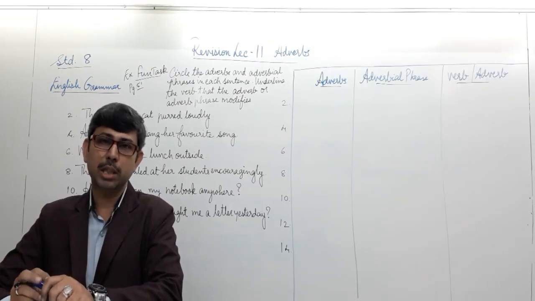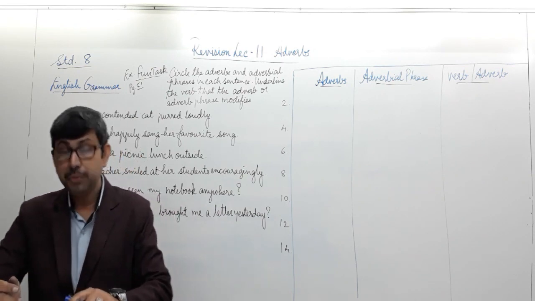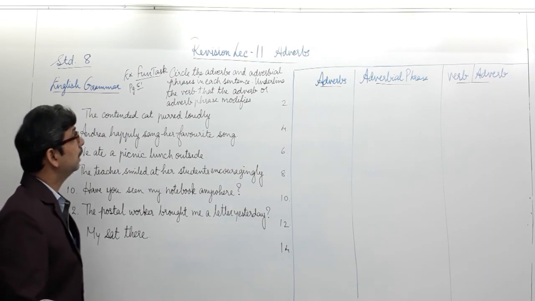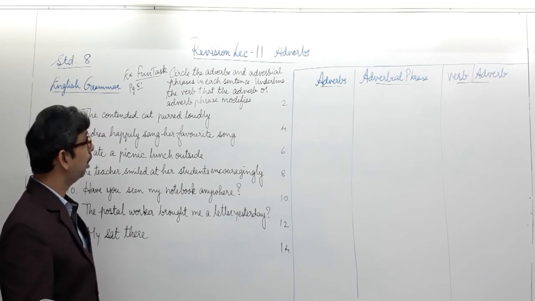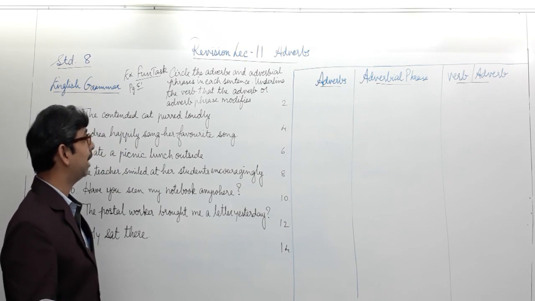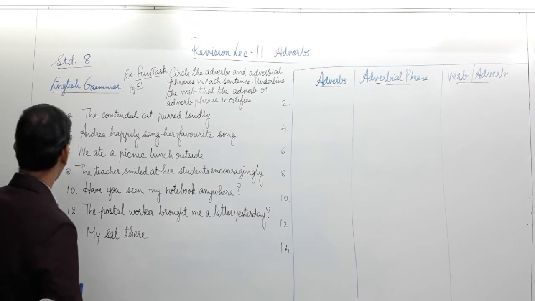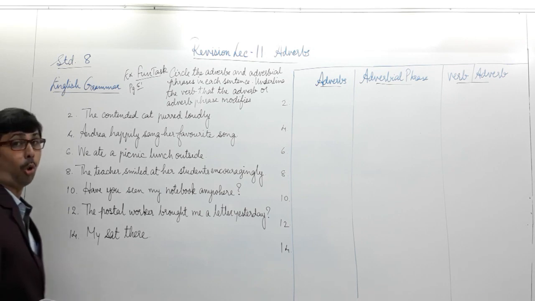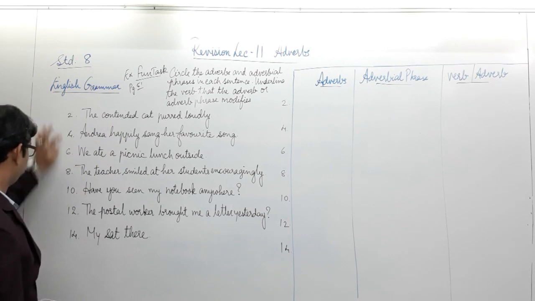So here is the board all set for us to practice the exercise given to us on page 51, the fun task exercise. Let's do it together. Circle the adverbs and adverbial phrases in each sentence. Underline the verb that the adverb or adverb phrase modifies. Well, let's do it. I put up the even number of sentences over here, and left the odd number for you to practice. Well, let's do this together. 2 to 14.